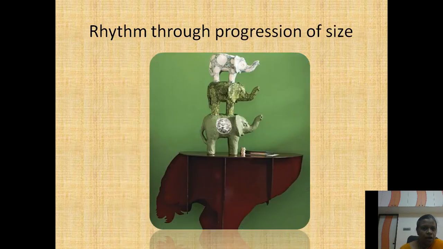Okay, next one is through progression of size. This creates a rapid eye movement. So what you can see here: when you arrange the objects like this, the eye travels very rapidly, maybe from the bottom to the upward or from the upward to the downward, etc.